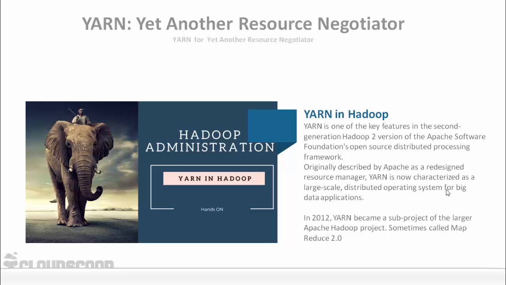When we talk about Hadoop 2.x, the first striking feature that should come to mind is YARN, which stands for Yet Another Resource Negotiator. It is also called MapReduce 2.0 or MRv2. Right now, YARN is characterized as a large-scale distributed operating system for big data applications.